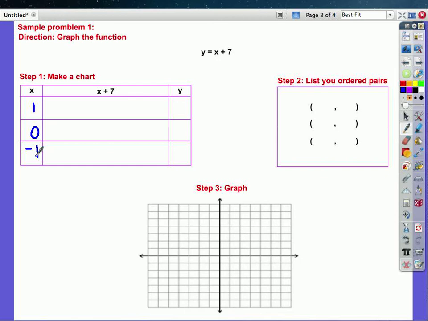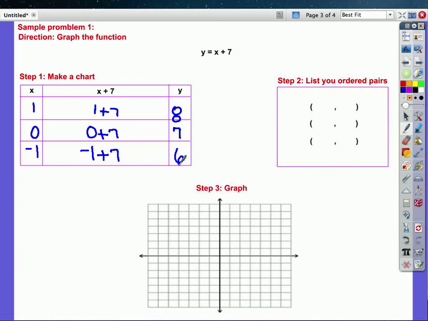So our next thing that we need to do is just substitute it into our problem. So x for our first block is 1. So we're going to say 1 plus 7. 1 plus 7 is equal to 8. Okay, on our next one, we have x as 0. So we're going to substitute again. 0 plus 7 is equal to 7. And our last one, negative 1. Negative 1 plus 7 is equal to 6.